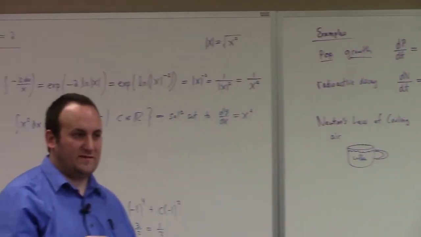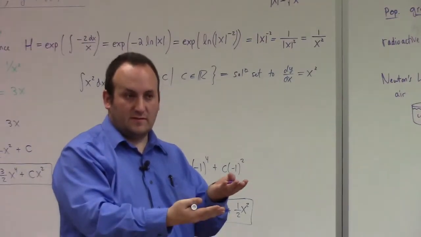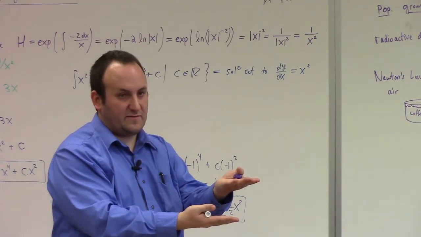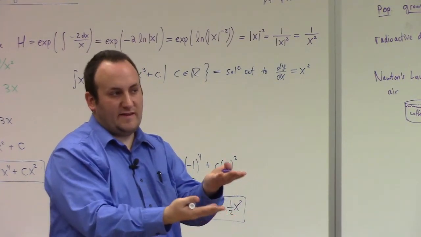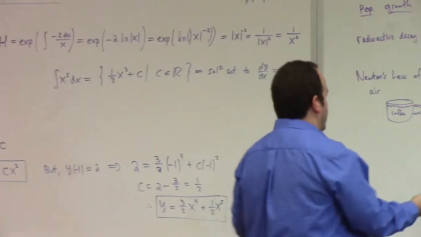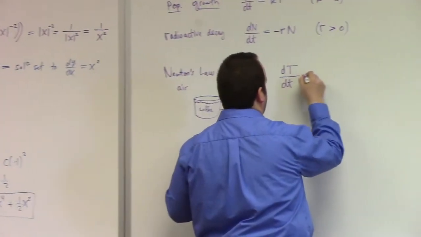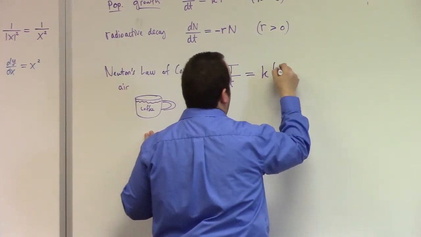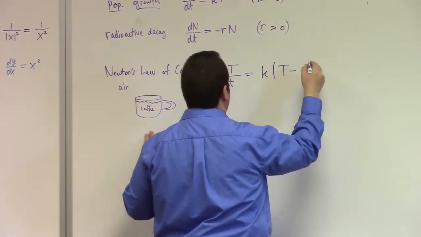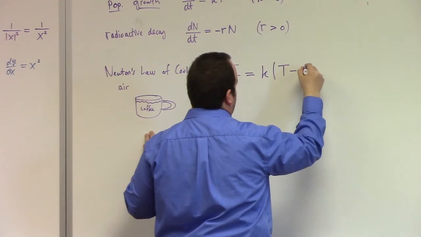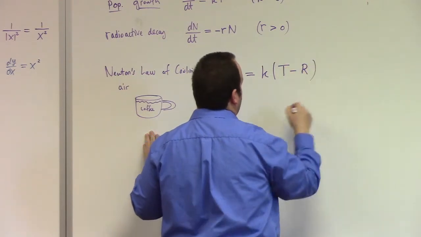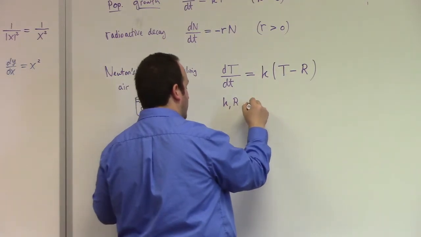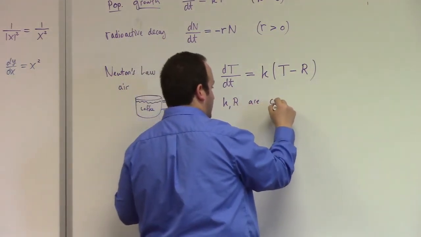How fast does it cool? That depends on the temperature differential, right? The larger the difference between the temperature of the coffee and the temperature of the air, the faster it cools. Well, that's actually Newton's law of cooling. It says that the rate of change of the temperature is proportional to the temperature minus some ambient temperature. I'll call it R for room temperature. So here, k and R are constants.